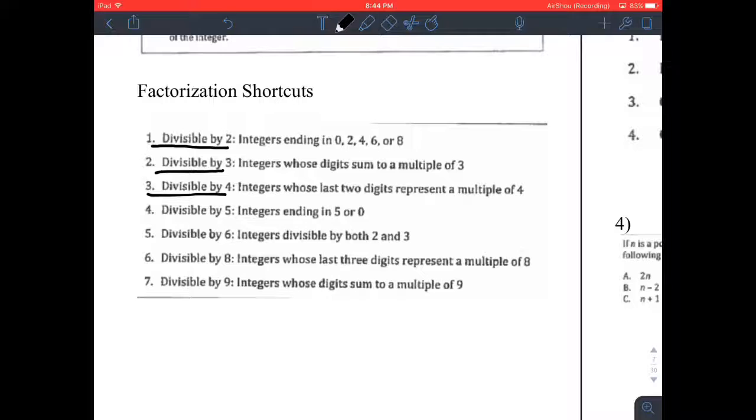Divisible by 4 if the last two digits can be divided by 4. You can divide it by 5 if it ends in a 5 or a 0. You can divide it by 6 if you can divide it by 2 and 3. You can divide it by 8 if the last 3 digits represent a multiple of 8. I don't use that rule. Divisible by 9 if you add the digits and the sum can be divided by 9. So I use all of those except for number 6 and number 3, but they are valuable shortcuts nonetheless.